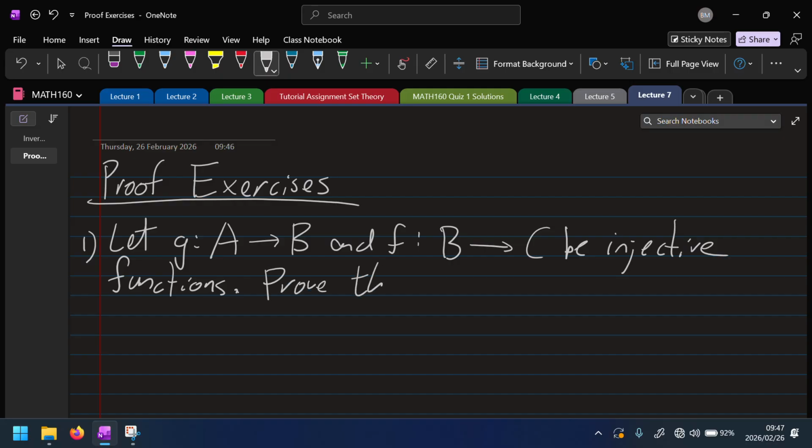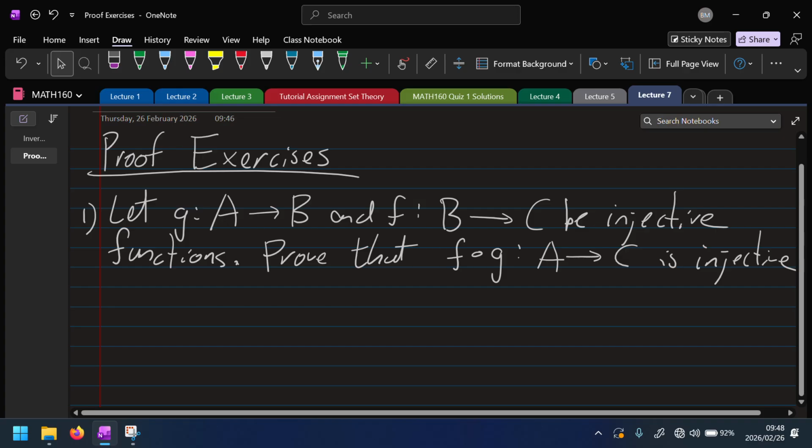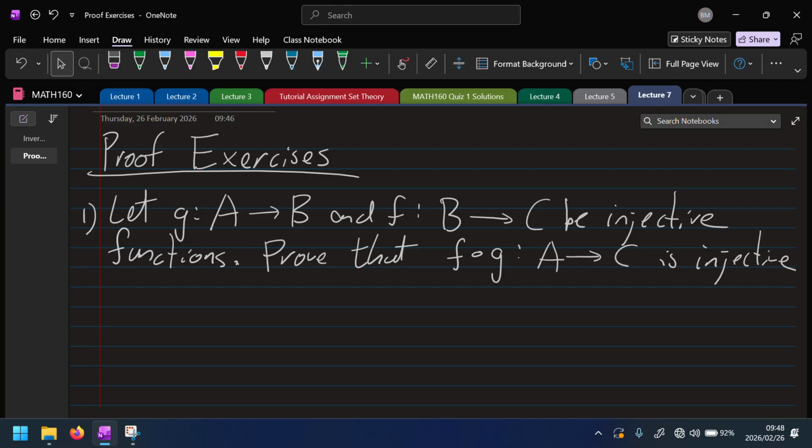Prove that F after G is injective. Because G comes first from A to B, then F goes from B to C, so F must be after G. We're not dealing with inverses for this problem because we're going from A to B, B to C. Later on, we'll look at those examples.